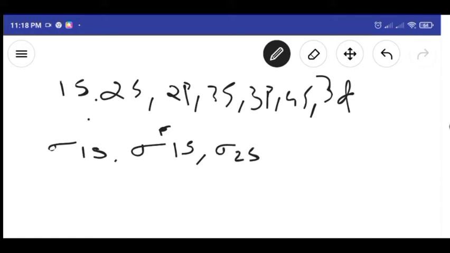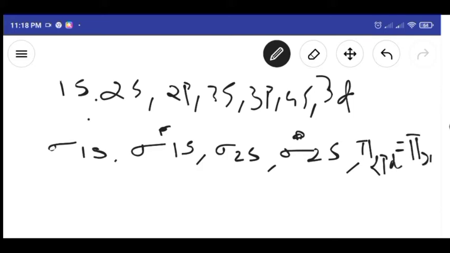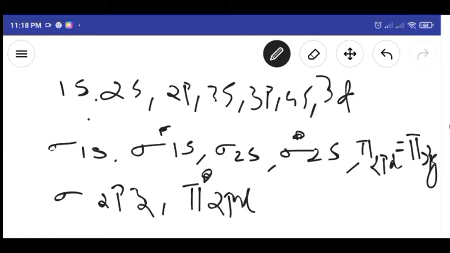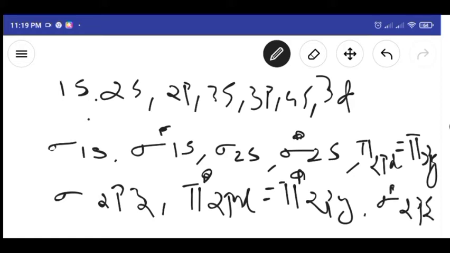First sigma 1s, sigma star 1s, sigma 2s, sigma star 2s, then pi 2px, that is equal to pi 2py, then sigma 2pz, after that pi star 2px, pi star 2py, then sigma star 2pz. This is the order for simple molecules up to the nitrogen molecule.